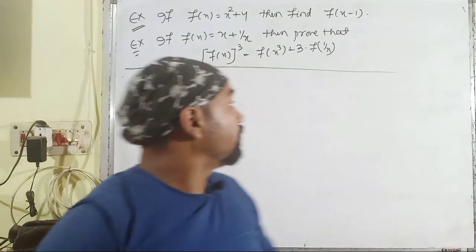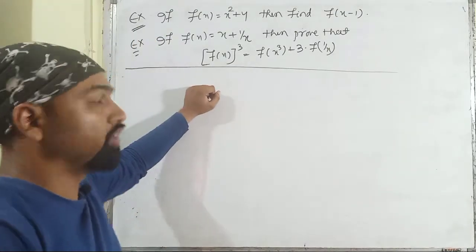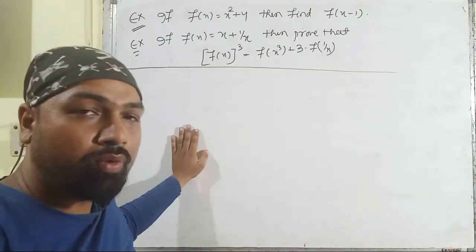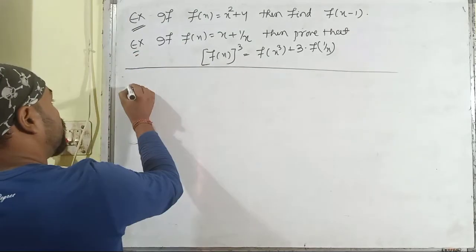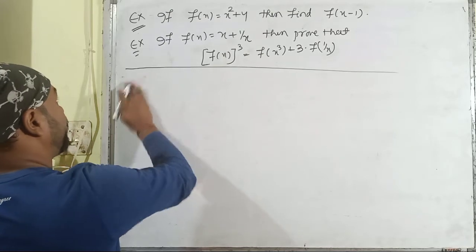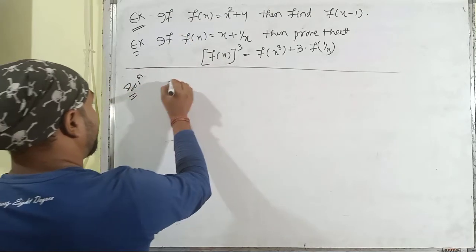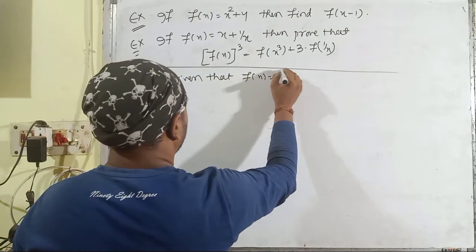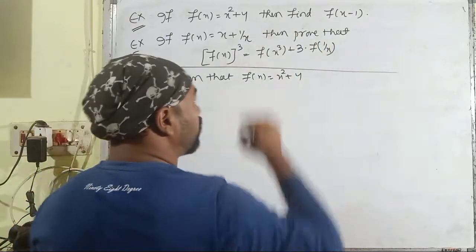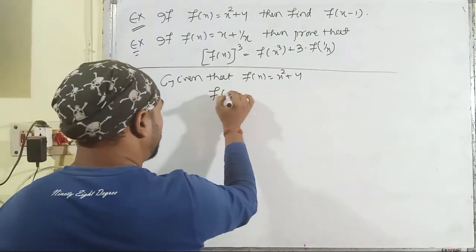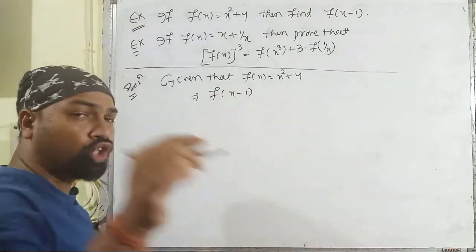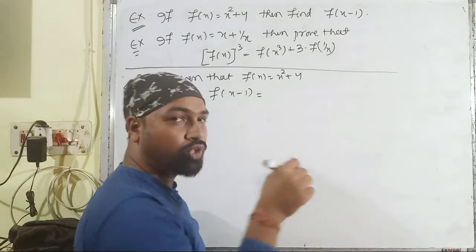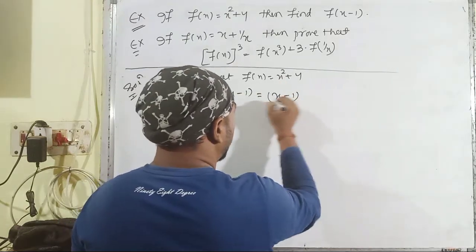So here I have taken some examples based upon these fundamentals that we have studied today in this particular session, and let us solve these last two problems. So here it is the solution of the first example. Given that f of x is equal to x square plus 4, then we have to find out f of x minus 1. That means we have to substitute x minus 1 in place of x. Here also in the right hand side we have to substitute x minus 1 in place of x.